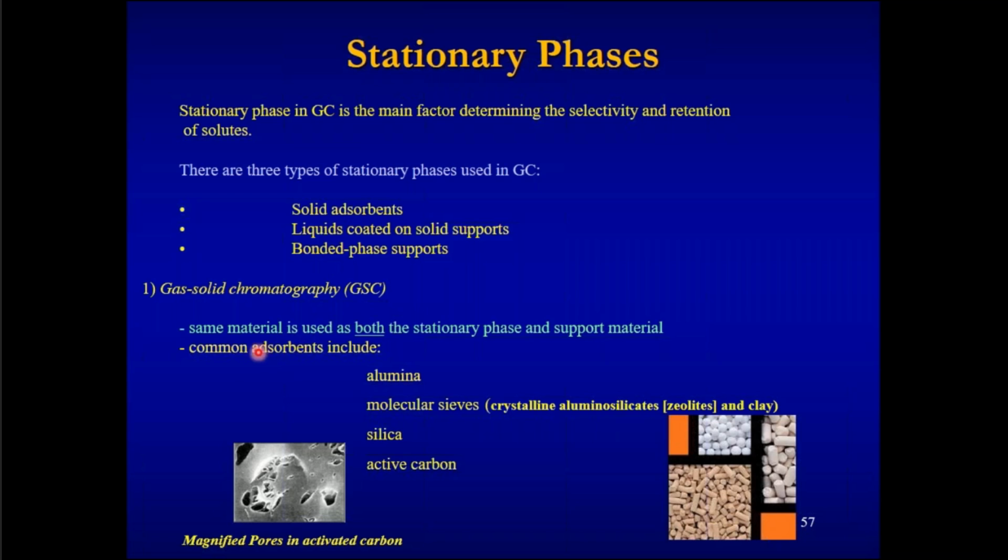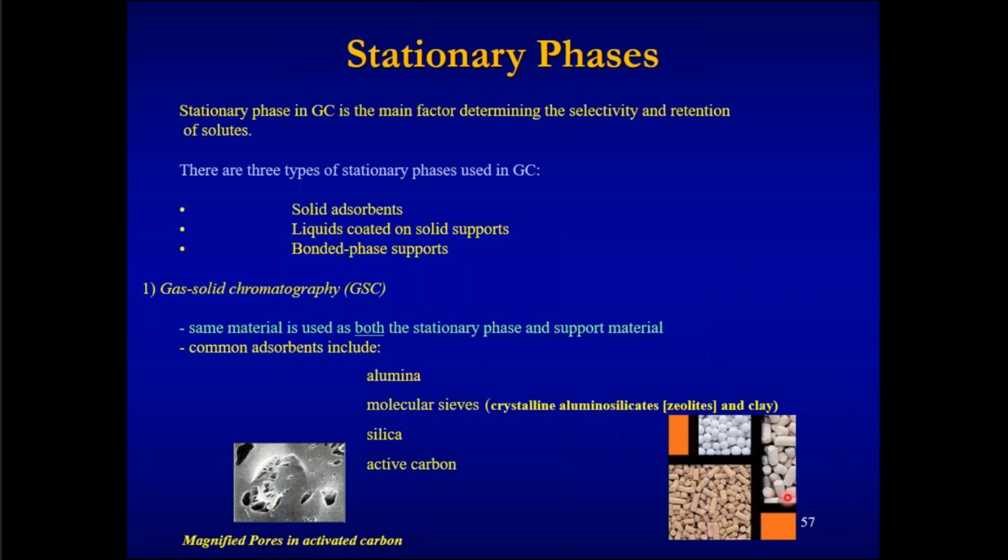In gas solid chromatography, you will be using solid adsorbent. So the same material is used as both stationary phase and support material. Because there's no separate support material, the stationary phase itself is the support material. Common adsorbents include alumina and silica, which you're very familiar with. Apart from that, molecular sieves, which could be natural clay or crystalline aluminosilicates, also called zeolite. You can also have active carbon. This is a picture of active carbon where you see the magnified pores in the activated carbon.